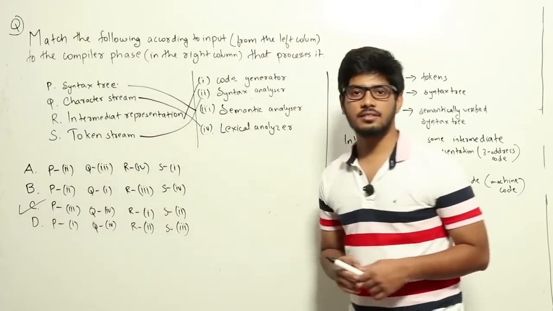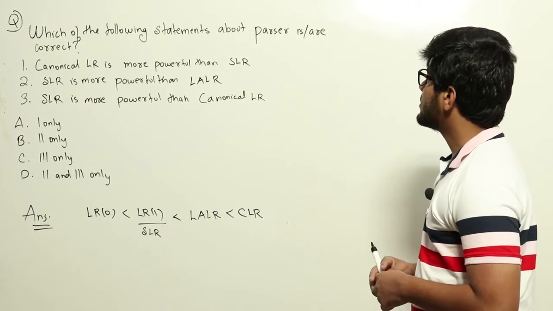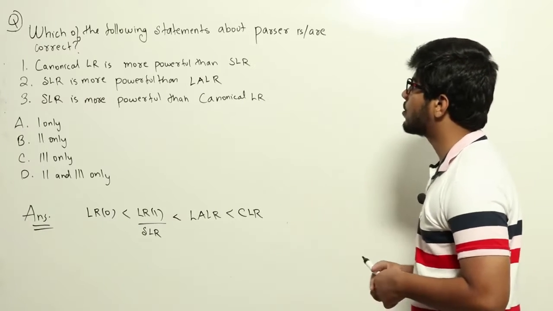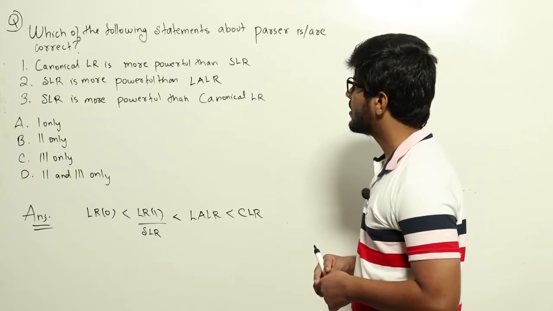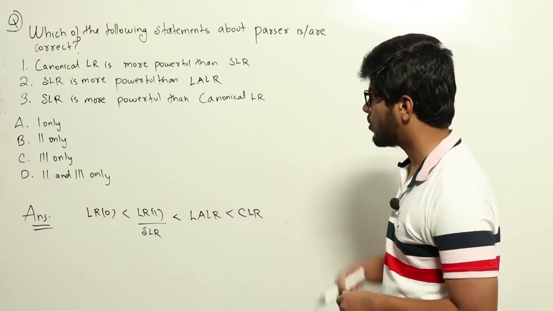Option C is the right answer. Which of the following statements about parsers is or are correct? 1. Canonical LR is more powerful than SLR. 2. SLR is more powerful than LALR. 3. SLR is more powerful than canonical LR. And we have been given 4 options.